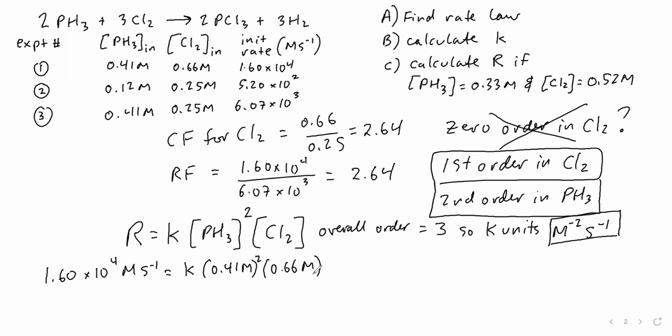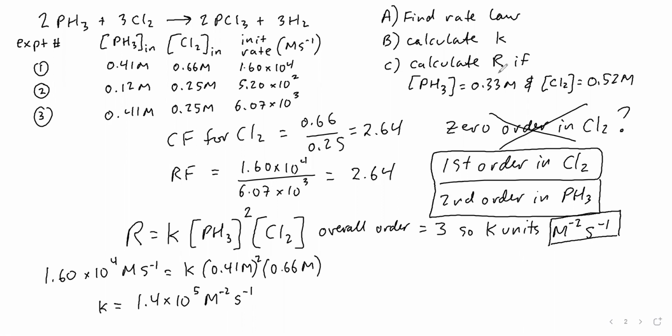And you do a little bit of algebra on that. 1.6 times 10 to the fourth moles per liter per second divided by 0.41 molar squared and 0.66 molar. We end up getting a value for K. And the numerical units for K are going to be the ones that we talked about there. And you can probably see that as you look at the algebra. But the value that we get for K is 1.4 times 10 to the fifth moles per liter to the minus 2 seconds to the minus 1.